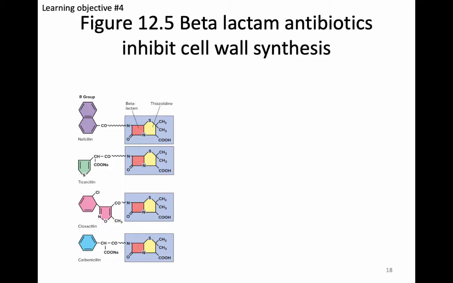wall. So beta-lactam antibiotics are most effective when the bacteria are in the log growth phase, when they're doing a lot of building of cell wall and a lot of dividing. In the presence of beta-lactam antibiotics, the bacteria is unable to build cell wall, and so the bacteria can't replicate and will eventually die off.